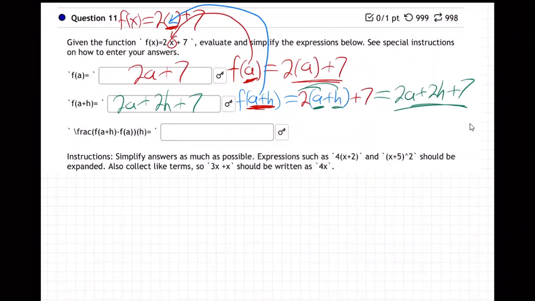Now, the third part is by far the hardest part. So what do they want us to do here? They're saying take f of a plus h minus f of a all over h. That's how it'll look on your screen. f of a plus h minus f of a. Let me write that a little better. All over h.